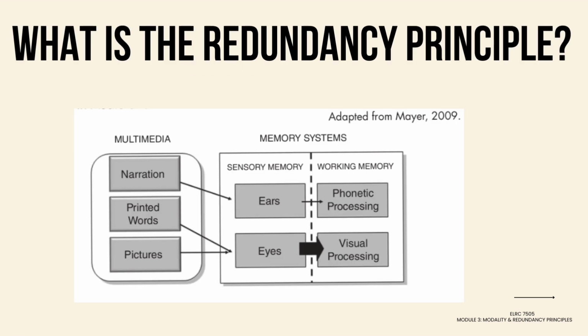In e-learning, the redundancy principle is present when we describe graphics using words in both on-screen text and audio narration in which the audio repeats the text. In the figure on your screen, you can see that narration goes through our ears, printed words and pictures go through our eyes. This is how our brain accesses all this information. And whenever there is an overload on these channels, then there is redundancy.